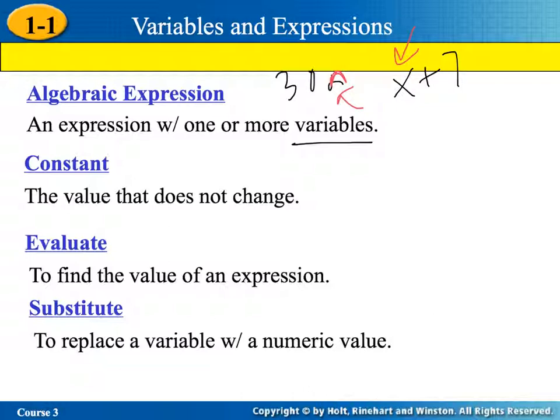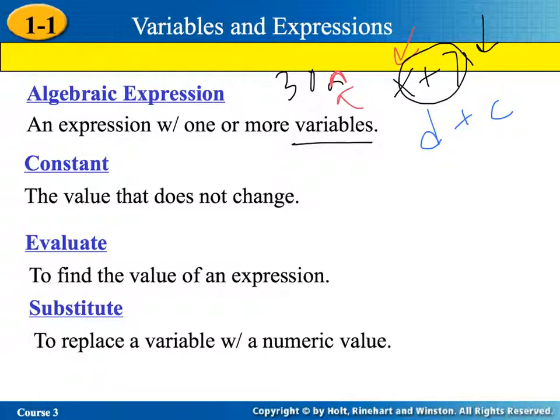If you even have an expression that looks like d plus c, that is an algebraic expression. What makes it an expression is, notice, there are no equality signs. There's no inequality signs. There's no equal sign here at the very end. Okay, because that's a little bit different. An expression does not have an equality sign or an inequality sign. It's just the expression of x plus 7.